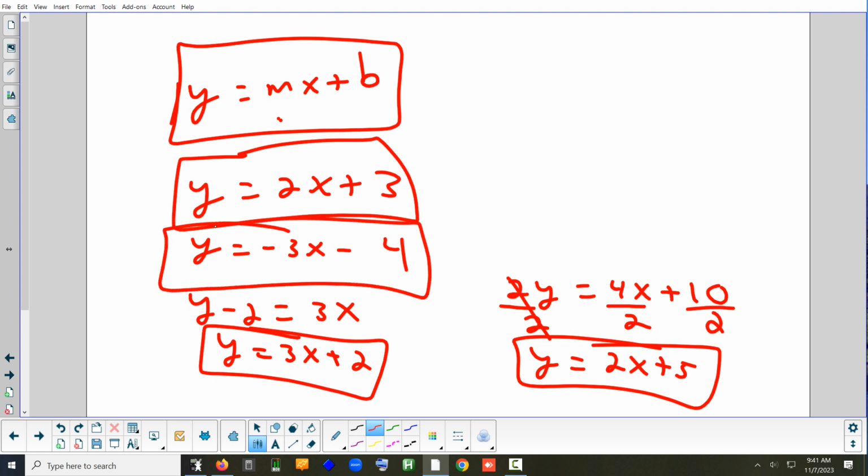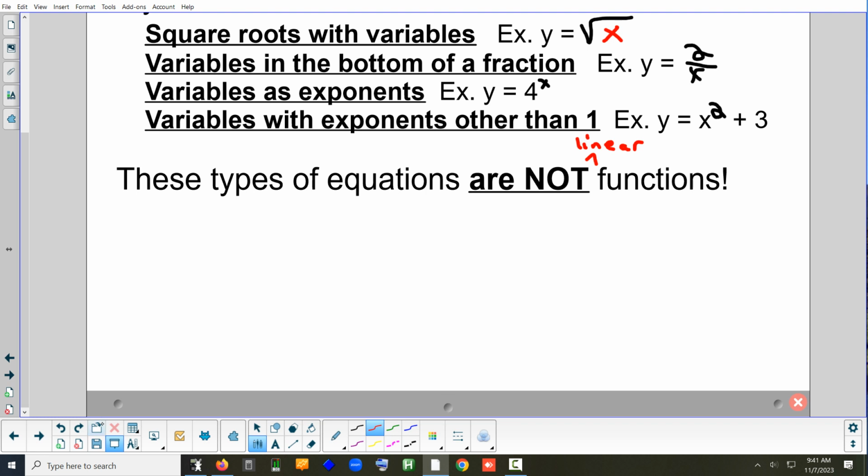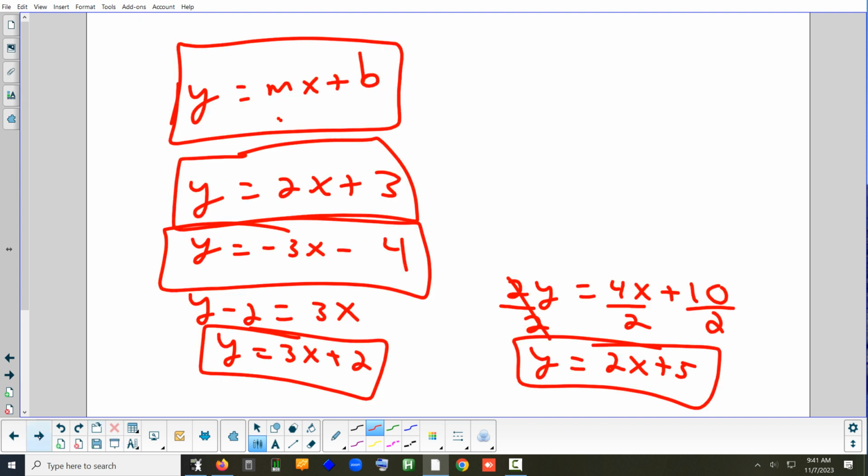Everything that has a box around it, notice there's no square roots. There's no exponents. I don't have an x squared or something like that. I don't have variables in the bottom of fractions. I don't have any of those things I said you couldn't do. Right? Those are all linear. Okay, so now I'm going to give you some examples, and we're just going to write down whether they're linear or nonlinear.